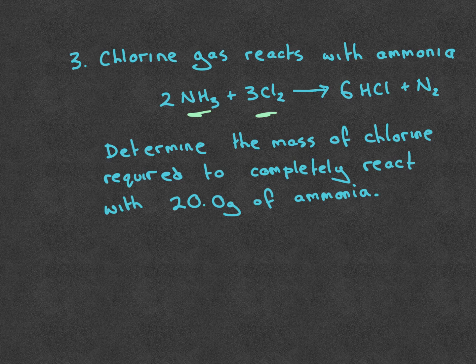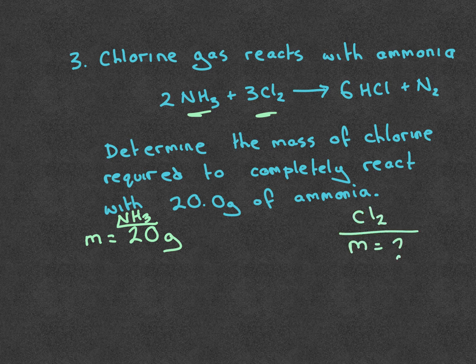Determine the mass of chlorine required to completely react with 20 grams of ammonia. First we need to think about what we know. The only thing that we really know here is the mass of ammonia, which is 20 grams. If we make a little table, this is ammonia. We want to actually find the mass of chlorine. So how are we going to get from there?